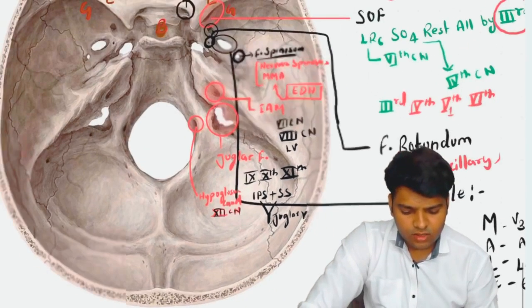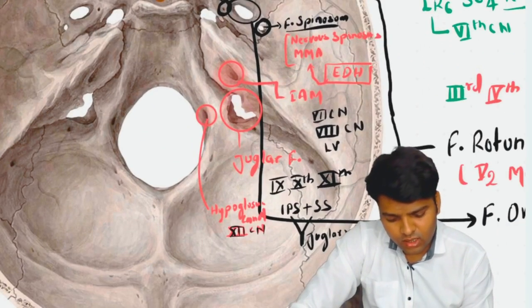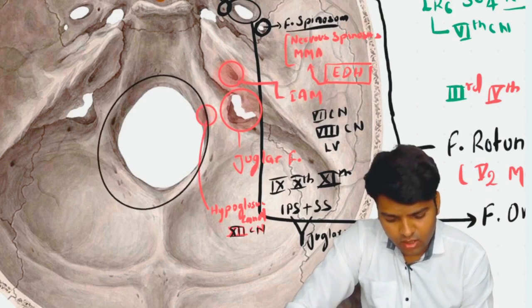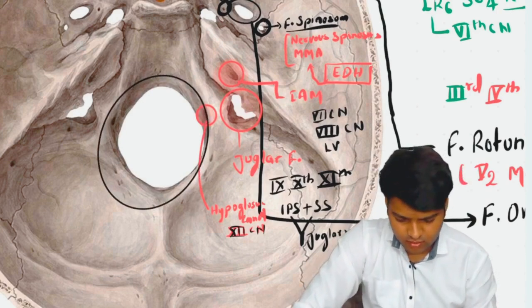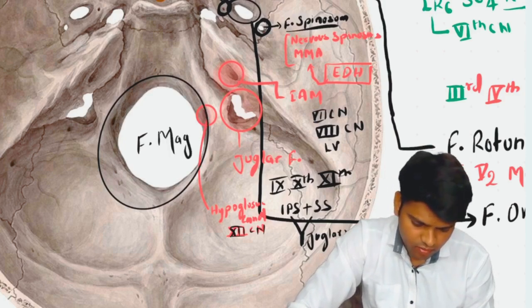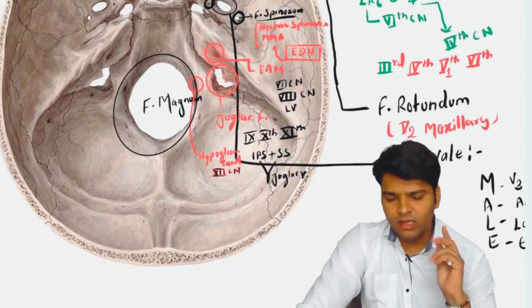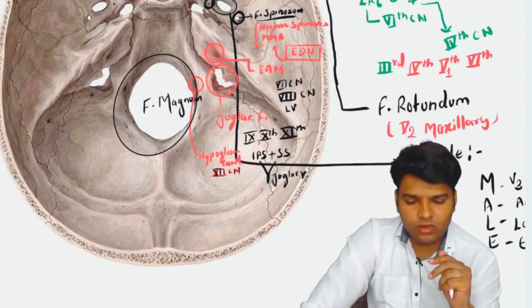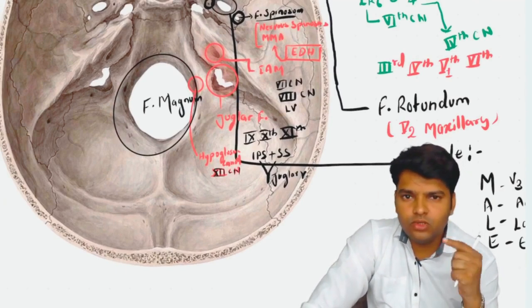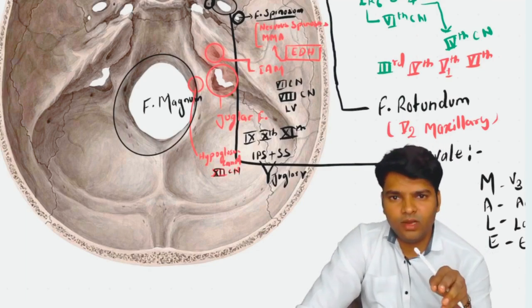Okay, and this is the very big opening, which is called the foramen magnum. And what are the structures passing through the foramen magnum? This is a very interesting question, because at the level of first year MBBS, most students say the spinal cord passes through the foramen magnum, but it is not correct.